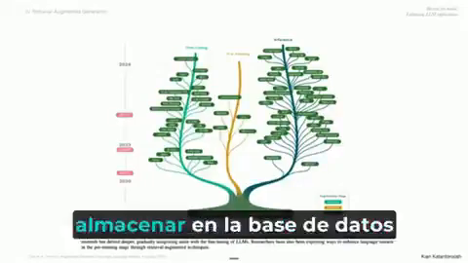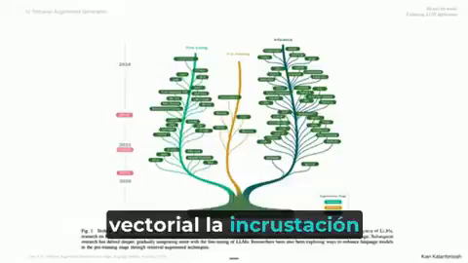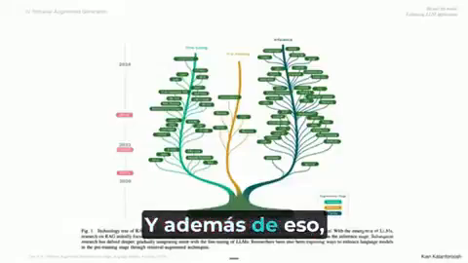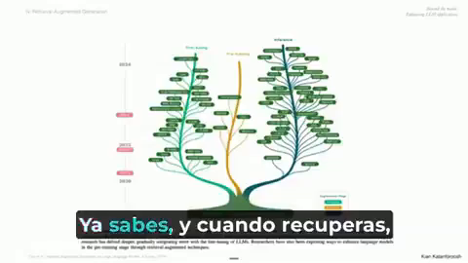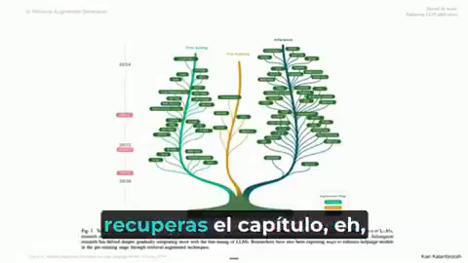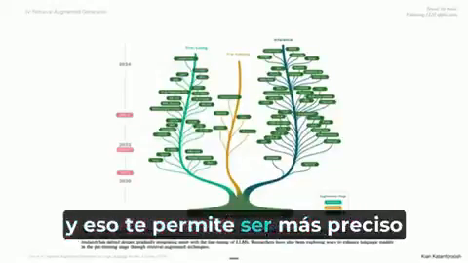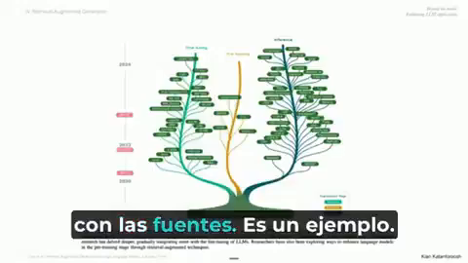So you might actually store in the vector database the embedding of the full document. And on top of that, you will also store a chapter-level vector. And when you retrieve the document, you retrieve the chapter, and that allows you to be more precise with the sourcing. That's one example.